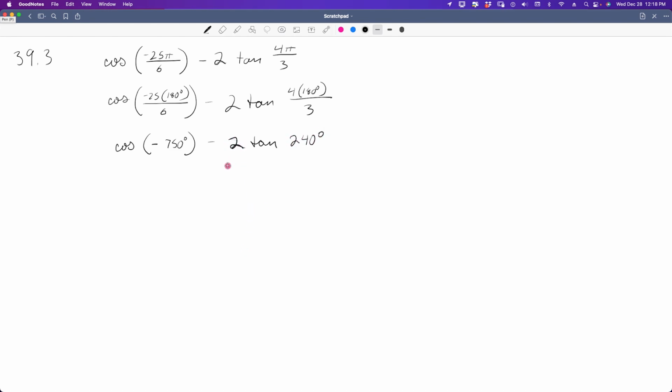Now we just have to figure out where these live. Now, negative 750, this is going to be measured from the initial side all the way around. So one time around is 360, another time around is 720. So I can take negative 750, because I know that that is more than 2 revolutions of the circle, and I'm going to add 720, which is my 2 revolutions, and then that gives me a negative 30 degrees. So I can measure from the initial side 30 degrees.